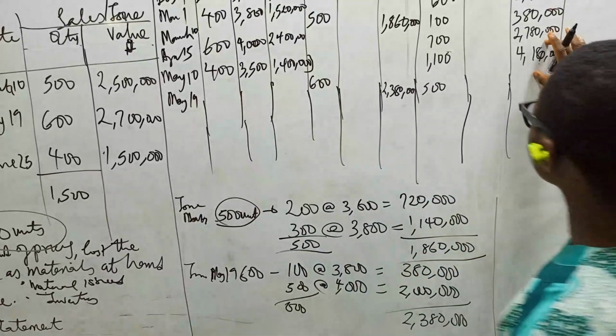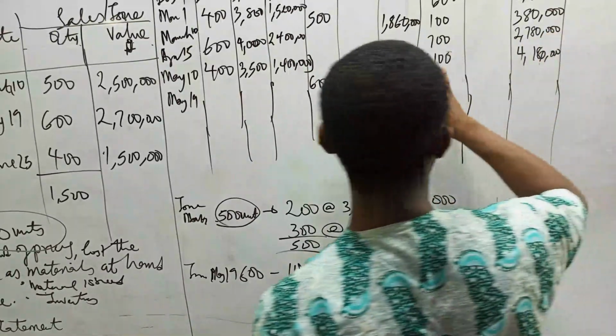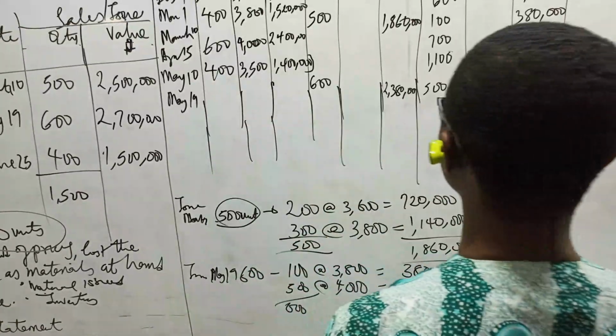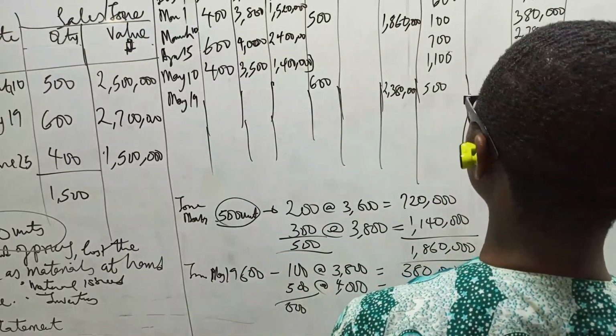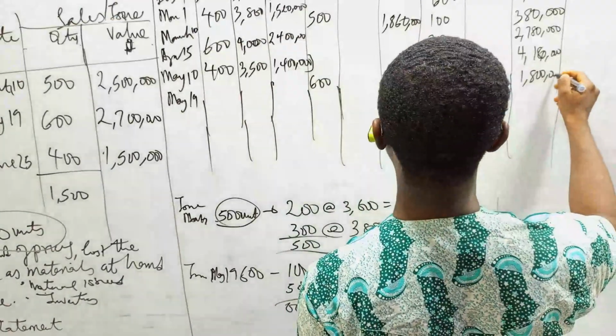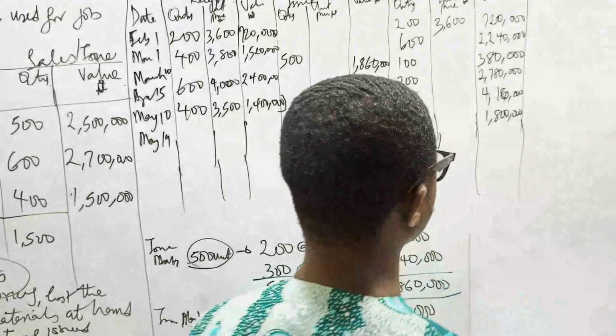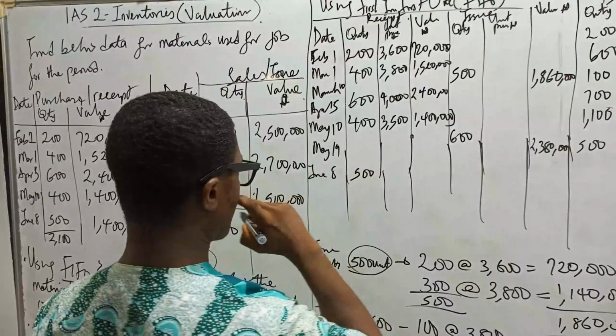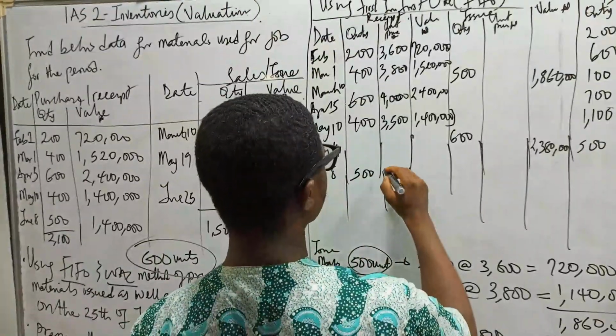Again, we subtract 4.1 million from 2.380 million. That will give us 1,800,000 naira. So we go back to our question to see again on June 8th, we received 500 units.